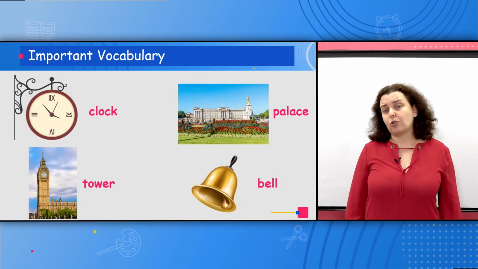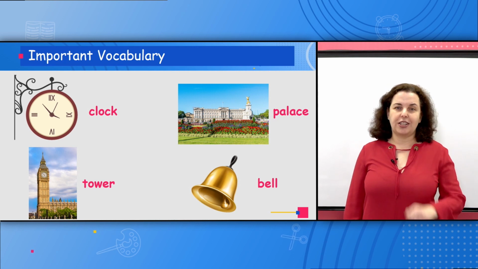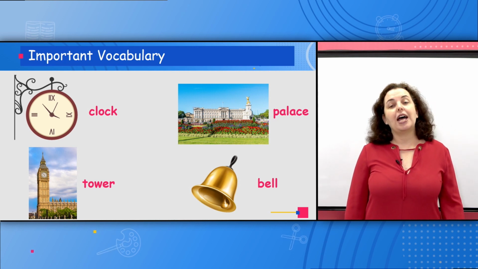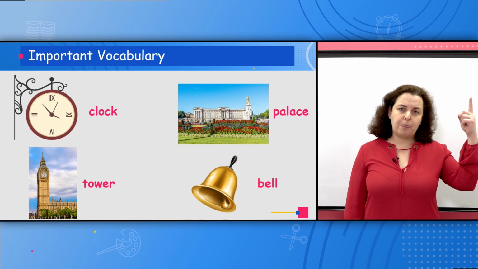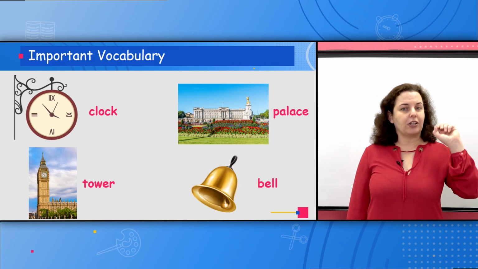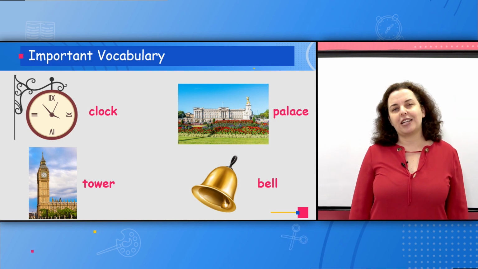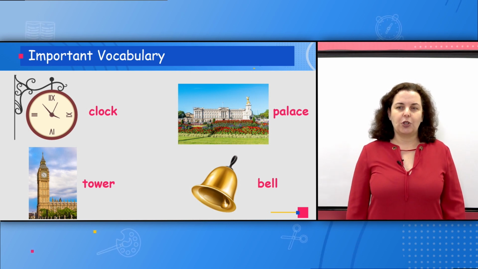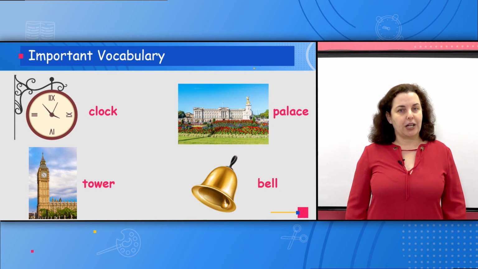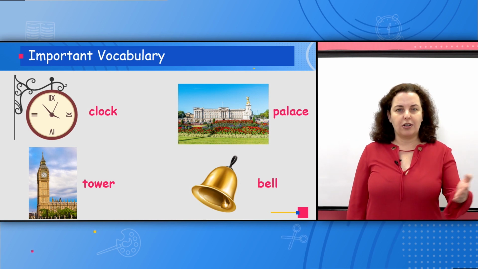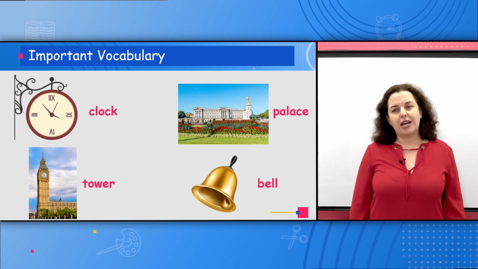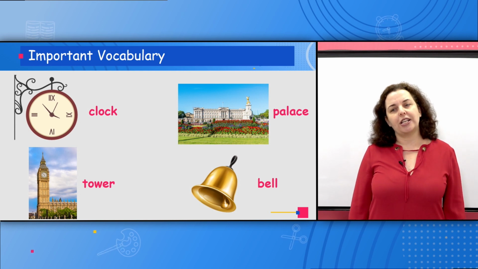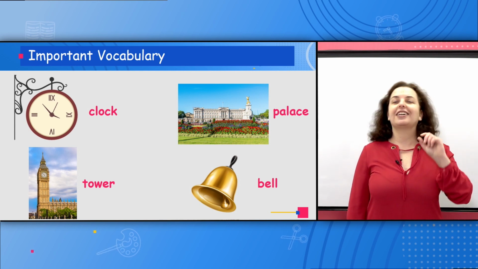You also have another word here, clock. Do you see the picture of the clock? And the tower. Up on top of the tower, there is a little clock. We'll talk about that tower and the clock soon. Palace. You have here the picture of Buckingham Palace with all the blooming flowers. And the last word is bell. Ding, ding, ding. This is a bell.